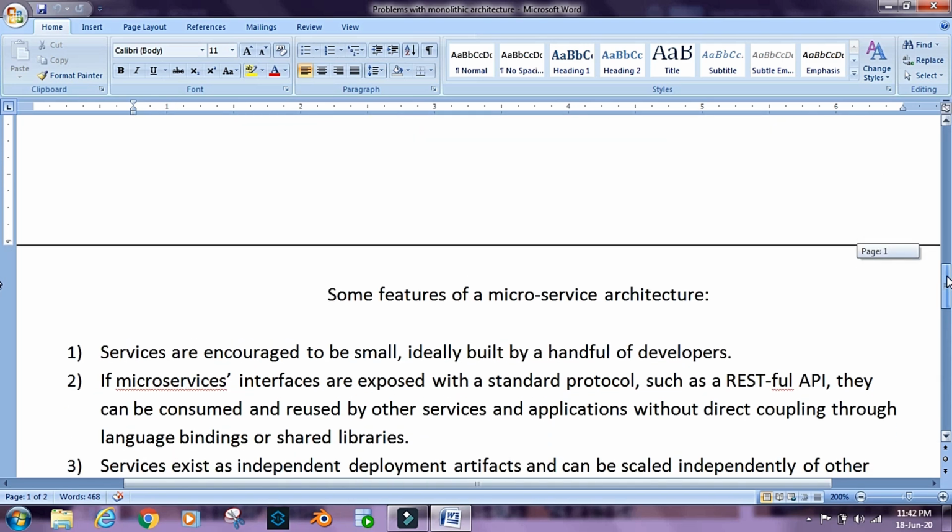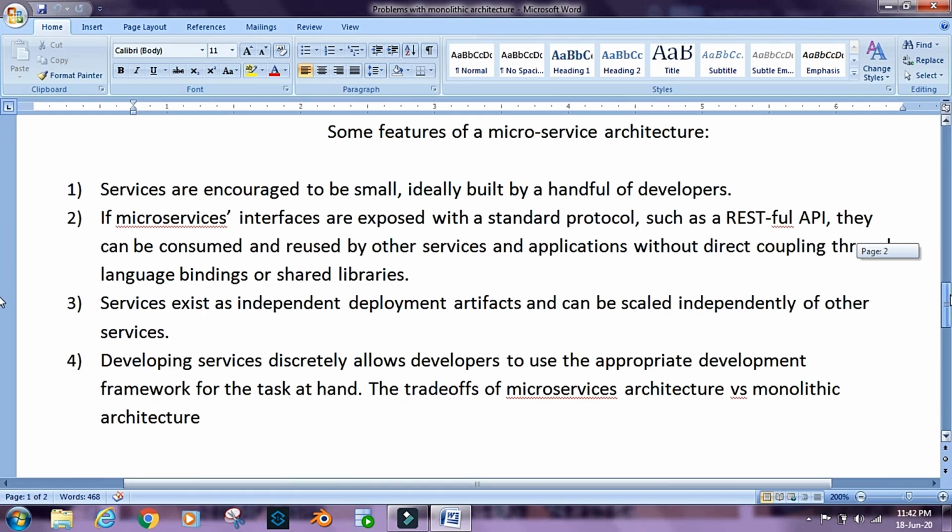And let's take a look at some of the features of a microservices architecture. So the number one point is services are encouraged to be small, ideally built by a handful of developers. So the development time for a single component is really less compared to a monolithic architecture, because the services are independent and the services are really small, and managing them becomes really easy, and a team can have complete knowledge of a single unit or a single API or a single component which they own, right, in a microservices architecture.